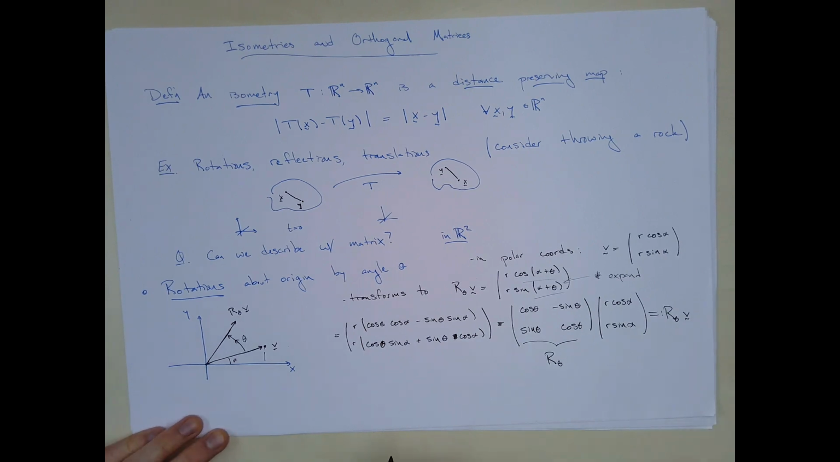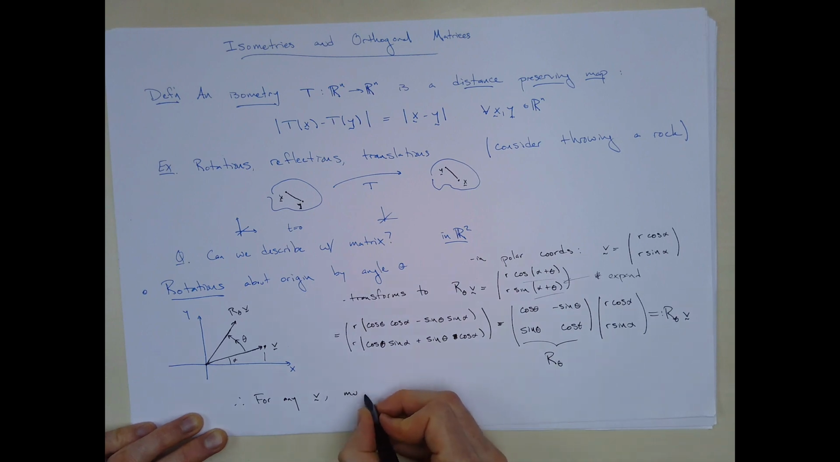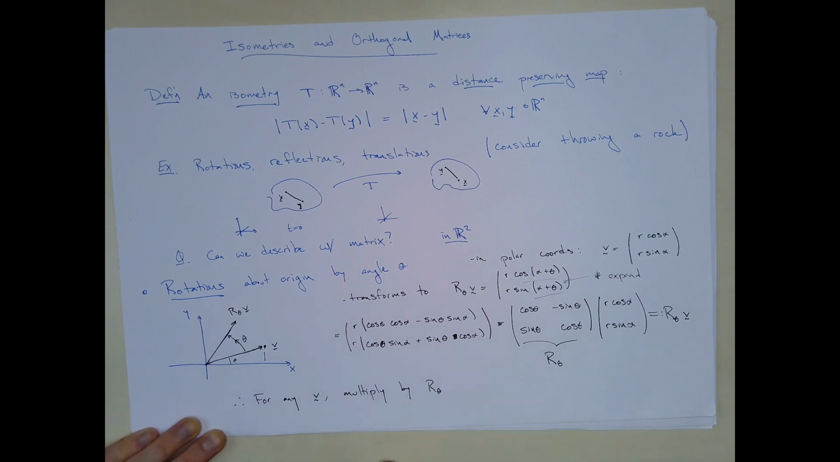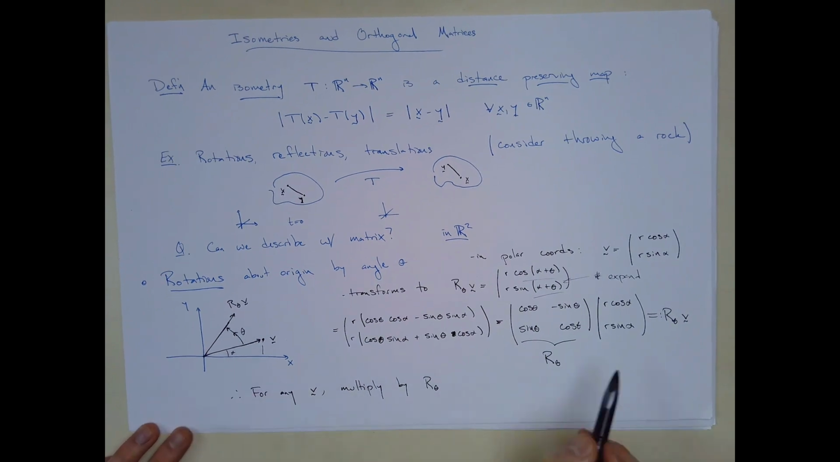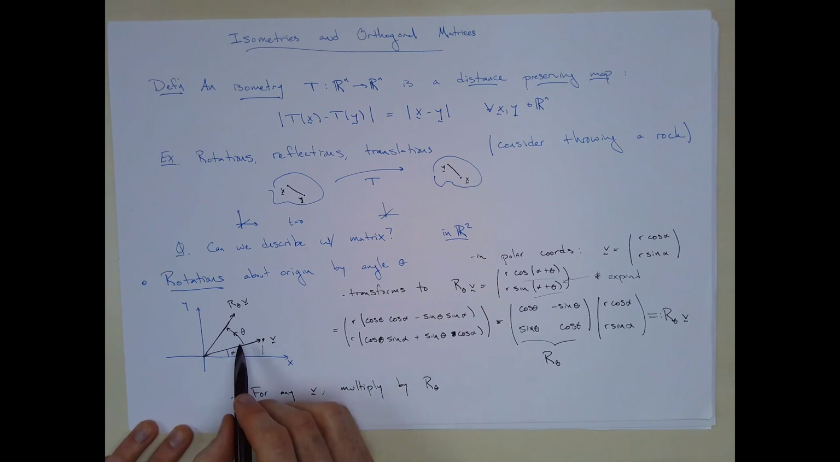Okay, so in other words, for any v, the multiplication by r theta, multiply by r theta, and you get the rotation of v by angle theta in the counterclockwise direction. That's for theta positive. Theta negative, the map still works. Theta negative is just rotation in the clockwise direction.